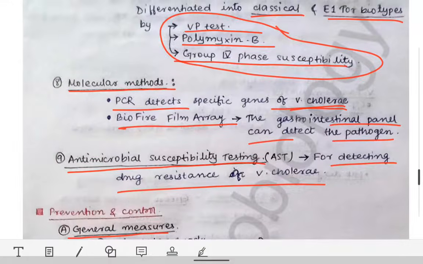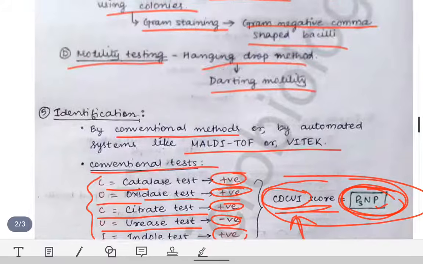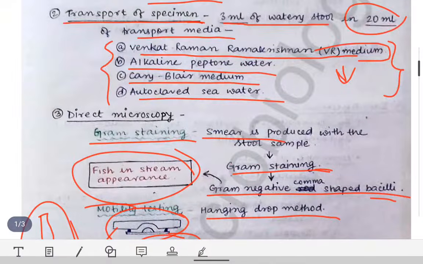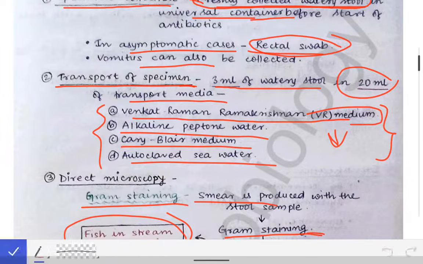And this is all about the lab diagnosis of cholera. If you write this much in the exam, if the diagnosis of cholera is asked, then it will be enough to fetch you almost full marks. And please remember these names.